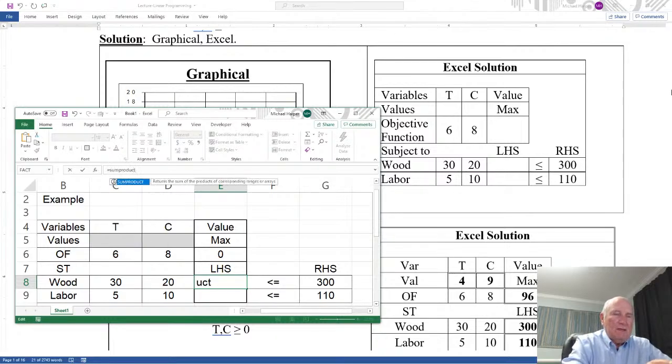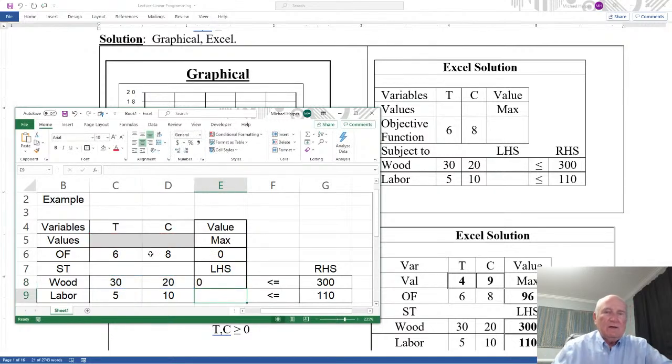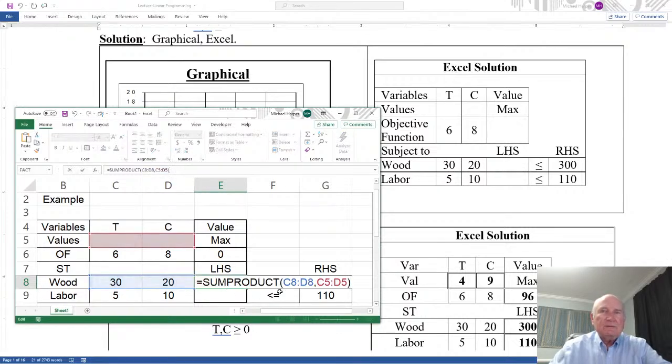product. The sum product, where I'm saying, okay, I want these two, comma, and these two, in parentheses. Now, what I'm going to have here is I want to say C8 and D8. So I have two numbers here, comma, C5 and D5, that's the red. When you have two arrays like that, it'll take 30 times this, 20 times this, and add them together. So it makes it very easy to compute a large number of constraints.